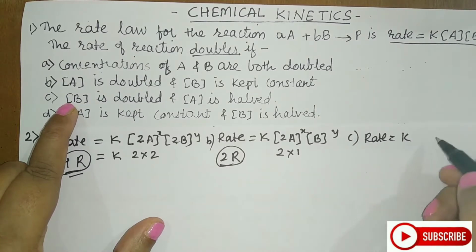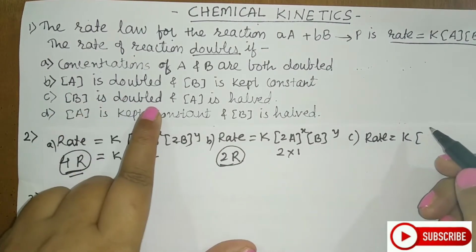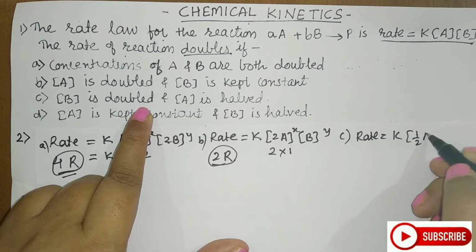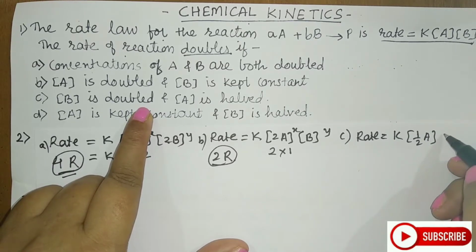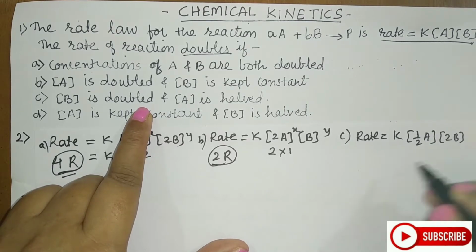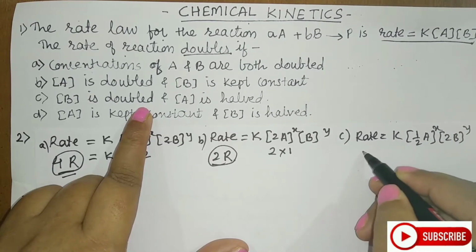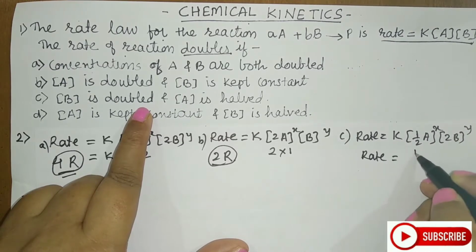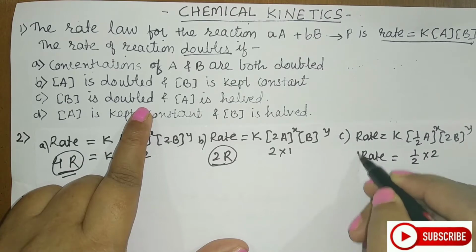So what will happen, student? Rate is equal to K. Here B is doubled and A is half. So A I will halve in this way and B I will double in this way. So what happens to the rate? This will become half into 2. So it will become 1 times.